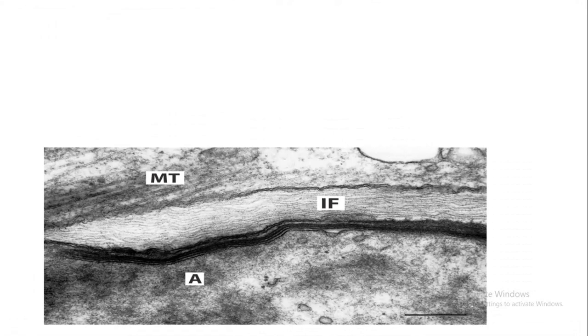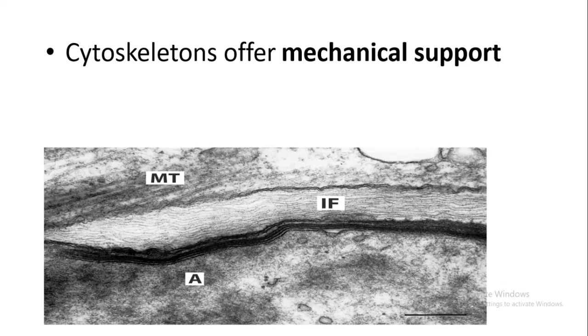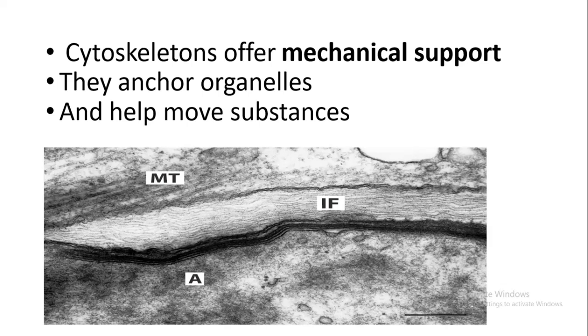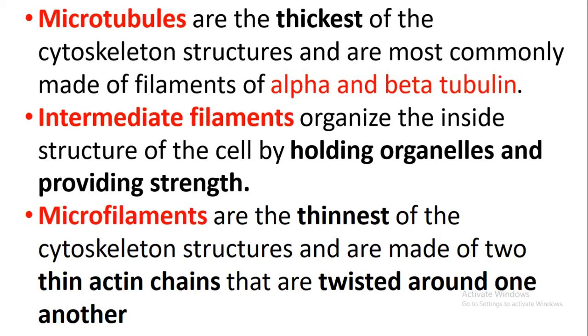All right, like I said, the cytoskeleton offers the mechanical support of the cell, and it also helps in the support of the organelles. So please make sure that you understand that this same cytoskeleton helps in the movement of substances. You need to understand the biggest, the thickest, and the thinnest. The thickest amongst them is the microtube, and it is the most common cytoskeleton structure, made up of alpha and beta tubulin.